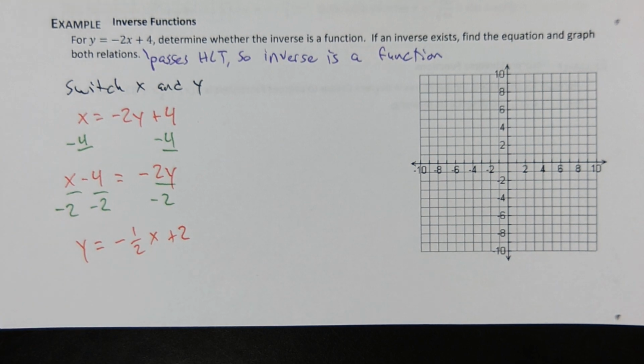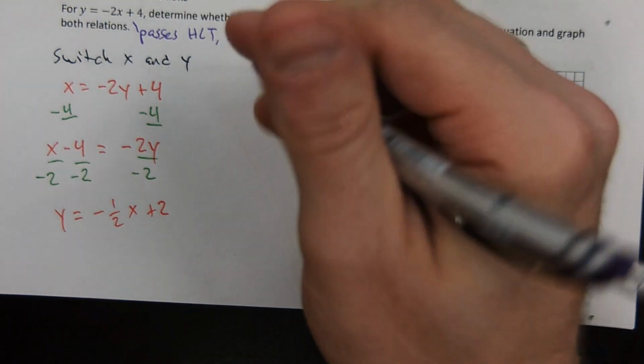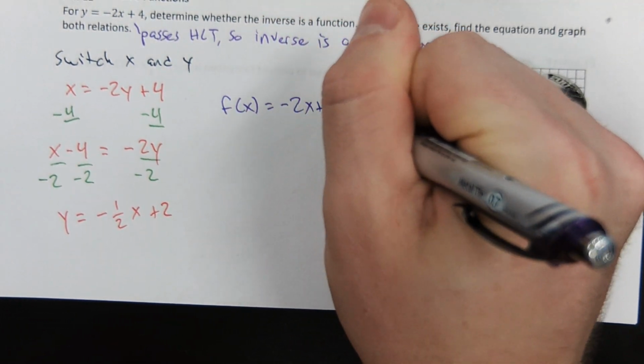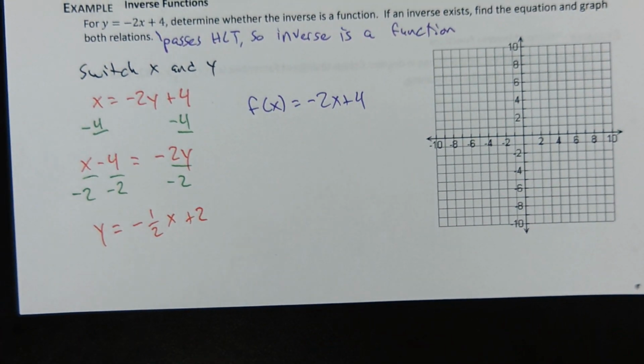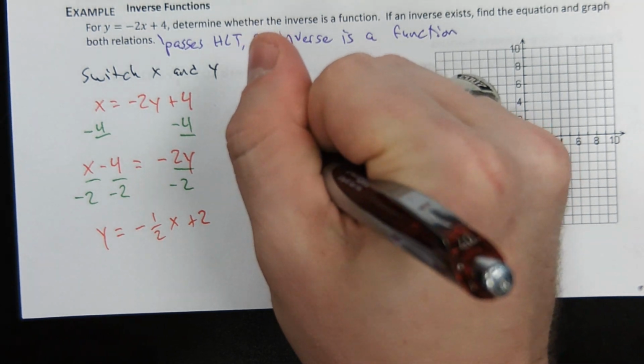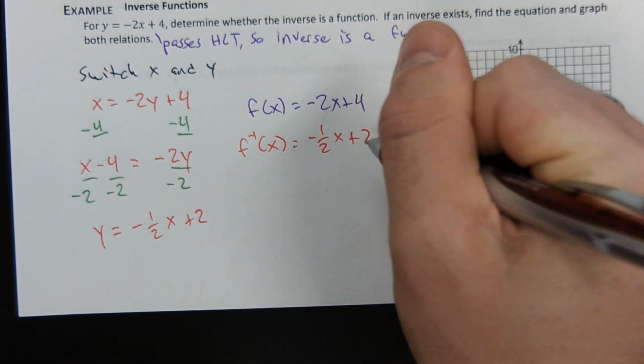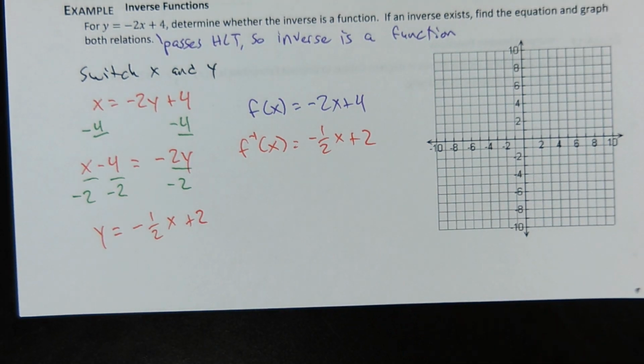And we've already said that this original one is a function, and the inverse is a function. So what do we have? We have our original, oh, I threw my pen. We have our original, we'll call it f of x is -2x plus 4. And then we have our inverse, we'll call it f inverse of x is -1/2 x plus 2. We're going to graph these two straight lines. And I have a straight edge buried over here somewhere. There we go.